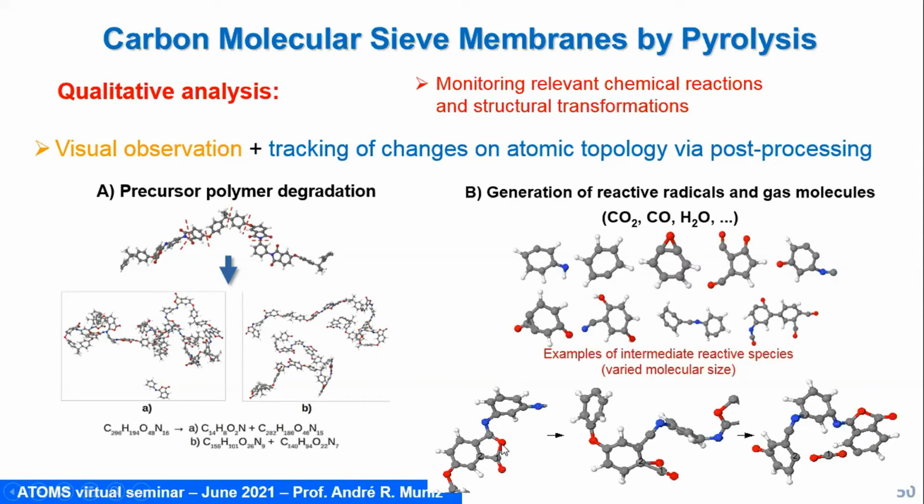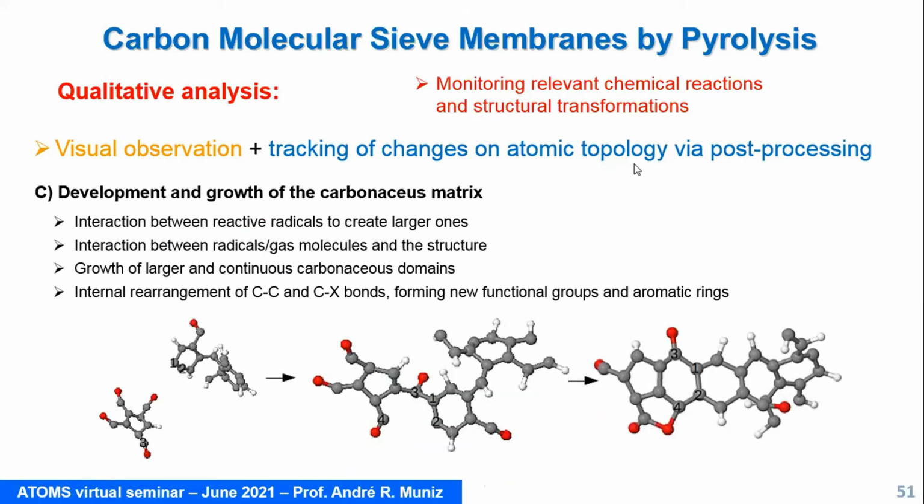So this ring is broken, and at the end, a CO2 molecule is released. So imagine that we can do that for any gas release that's going on in the process. Of course, we can do that with the help of these post-processing tools that allow us to identify and then observe the phenomenon. We can get much more insight about the development and growth of this carbonaceous matrix. That's the most interesting part.